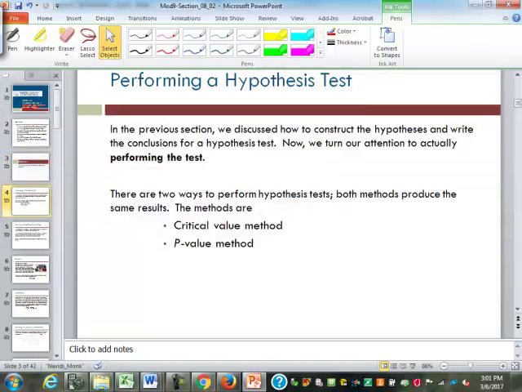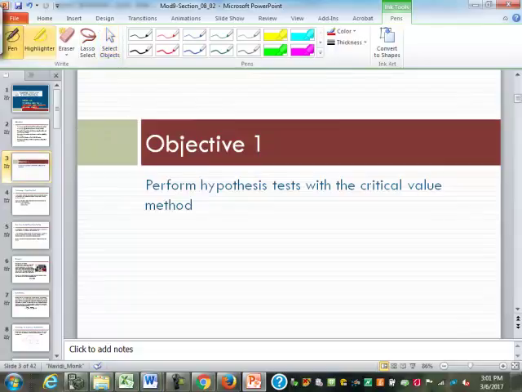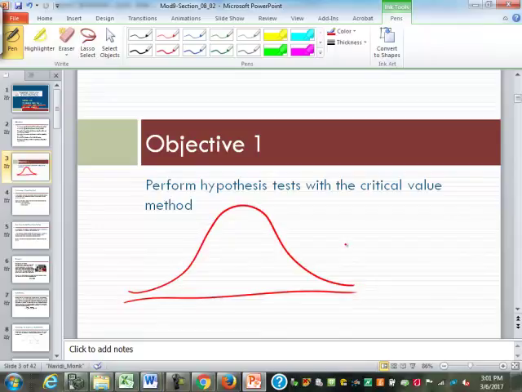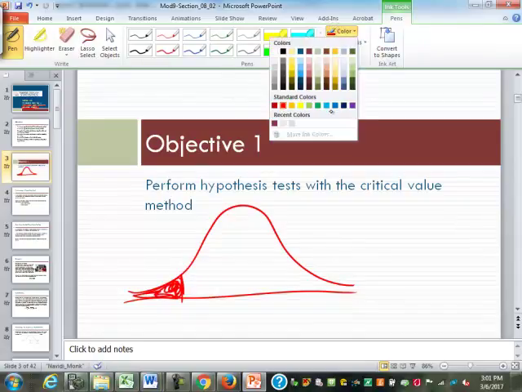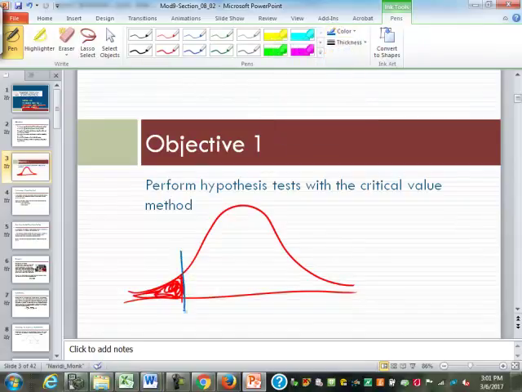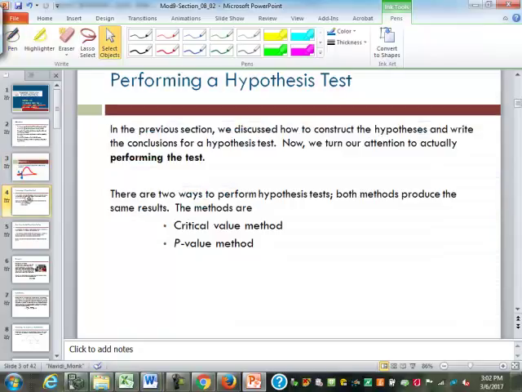So the critical value, when we're looking at that curve, remember we're looking at the normal curve. Let's say it's a left tail test. So we're going to reject if our sample mean is too small. So we're rejecting on that left tail of the curve. The critical value method is saying the probability here is alpha, and we're finding the z-score that corresponds with that cutoff, that boundary. That's our critical value.